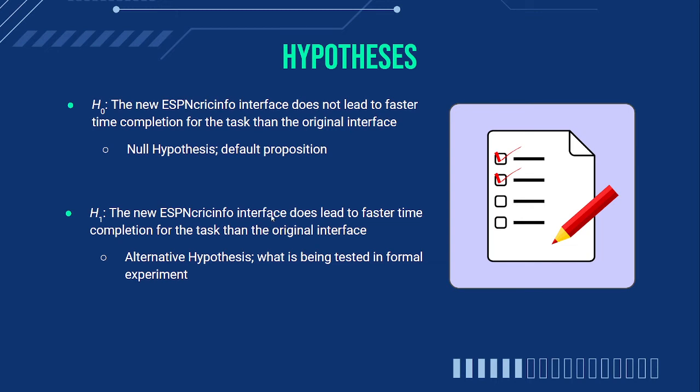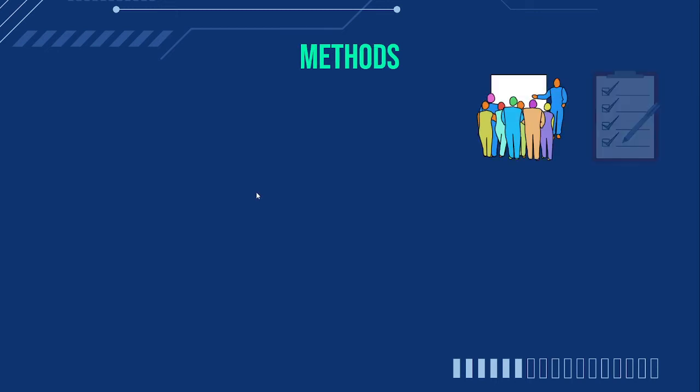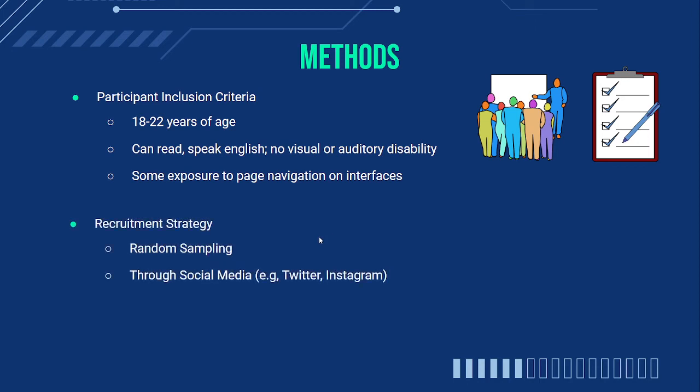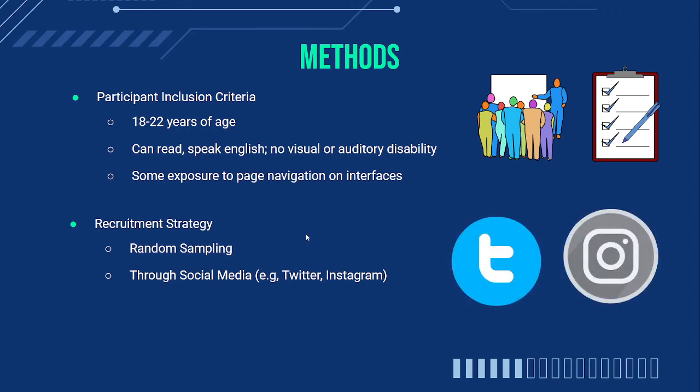For the methodology, I have decided to include participants aged 18 to 22 years who can read and speak English and have no visual impairment or auditory disability. Additionally, participants should have some exposure in navigating pages when using an interface or website. I plan to recruit my participants through random sampling to have results be as unbiased as possible using social media such as Twitter and Instagram.